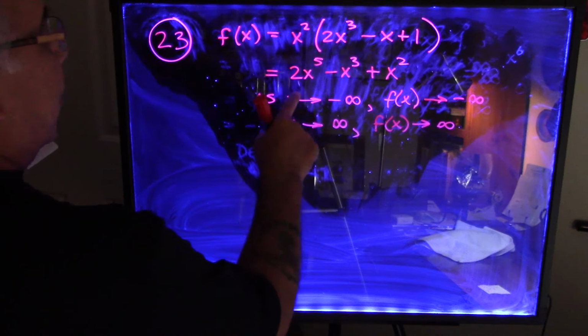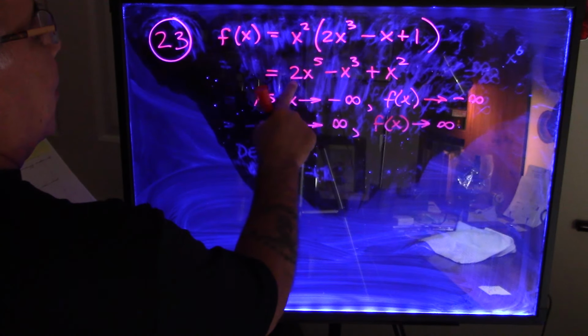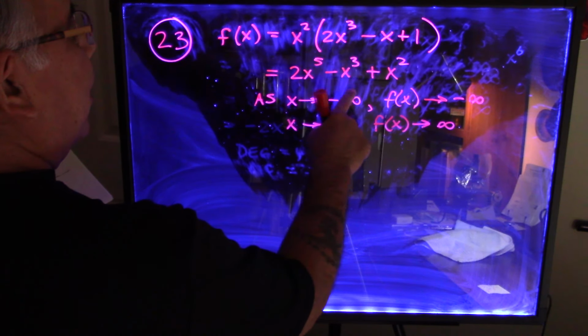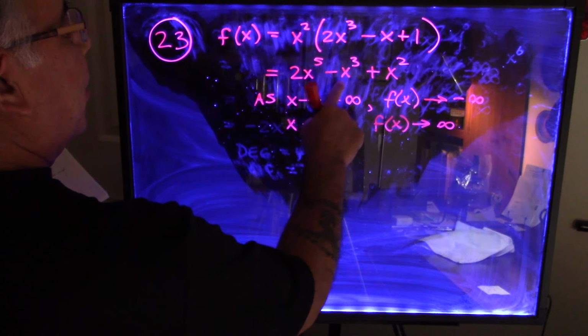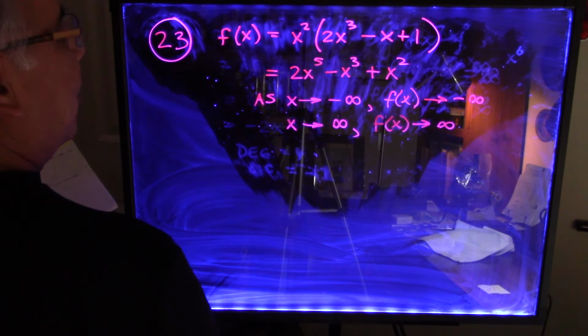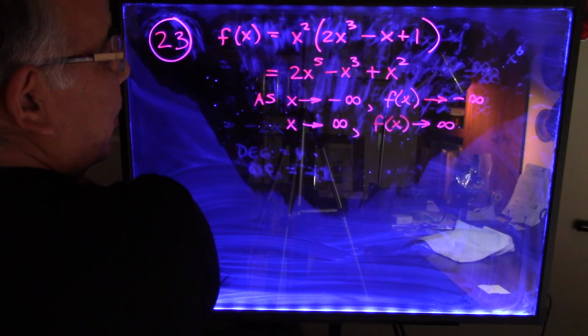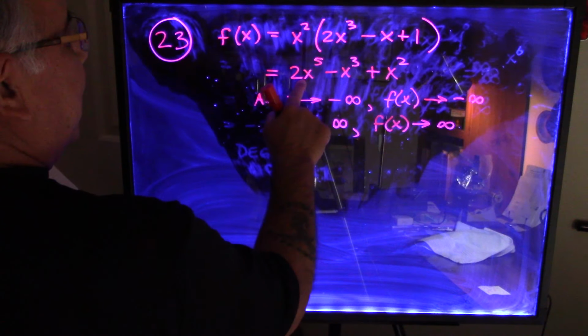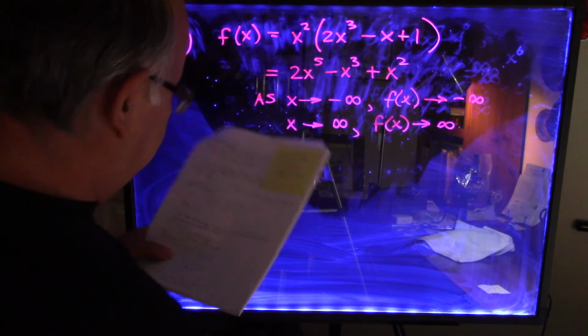Again, you look at the leading term to determine the end behavior, because it will dominate the others of lesser degree, lesser exponents. So it will dominate, and it really determines the end behavior.